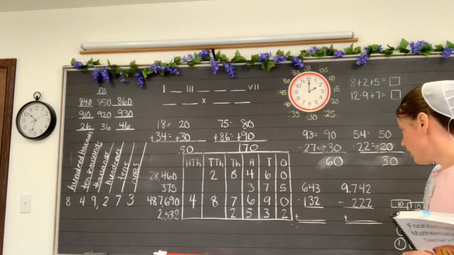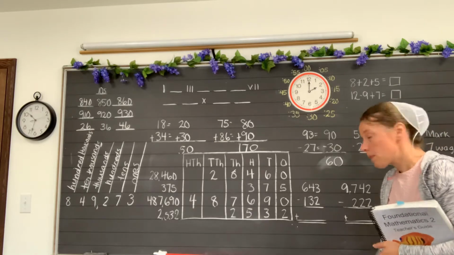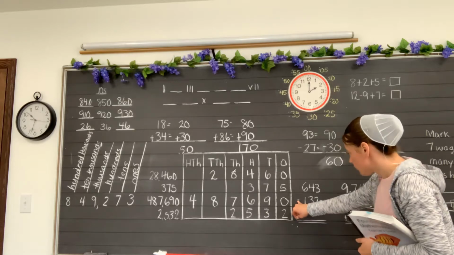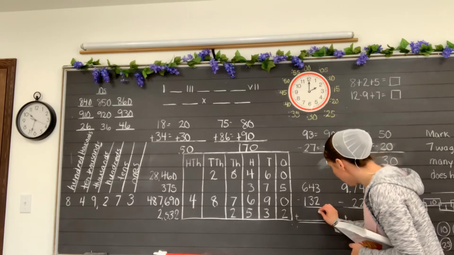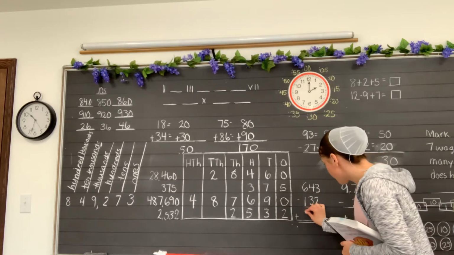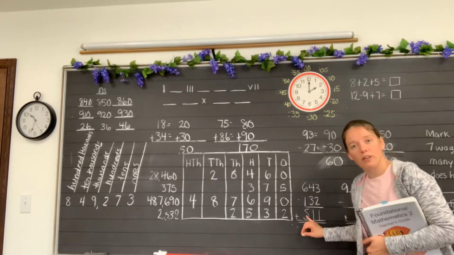Okay, let's look at these problems down here. So we have 3 minus 2. Don't forget again to look at your signs. 3 minus 2 is 1. 4 minus 3 is 1. 6 minus 1 is 5. So your answer is 511.